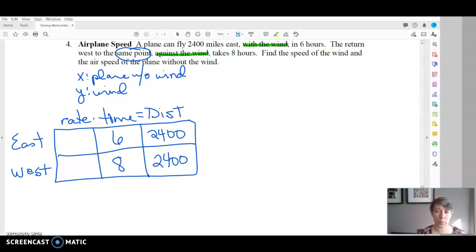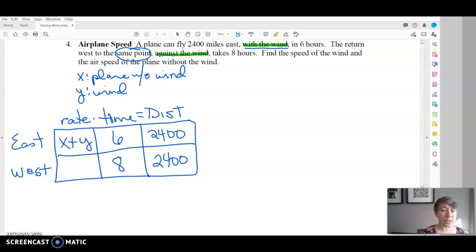So now we have to represent the speed of the wind and the speed of the plane without the wind, okay? So if you're going east, and with east, we were going with the wind. So imagine the wind being with you. It is pushing you, right? Just like if you're going downhill, it's making you faster. So we're going to have the speed of the plane plus the speed of the wind. So they're both going in the same direction. That's why you're going faster. The time is shorter because you're going at a faster rate.